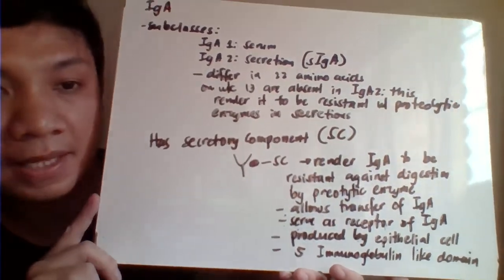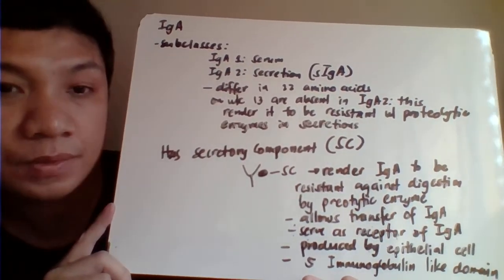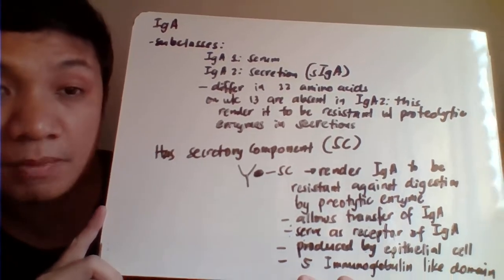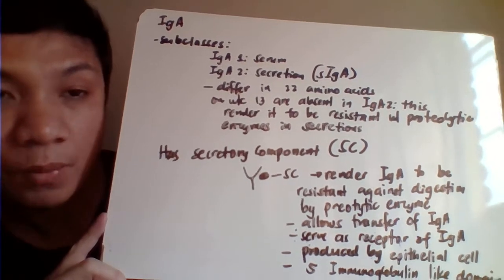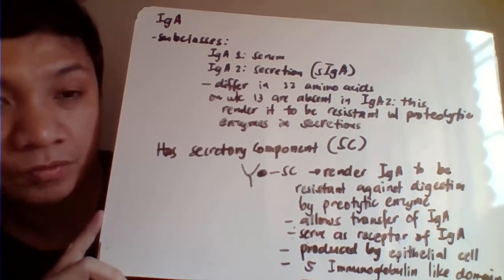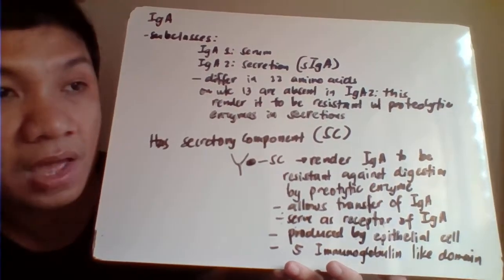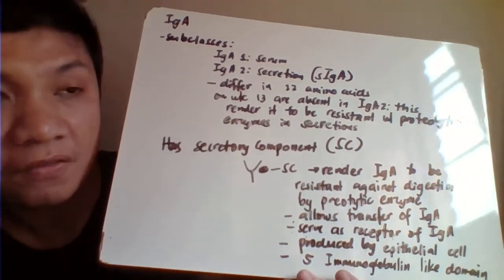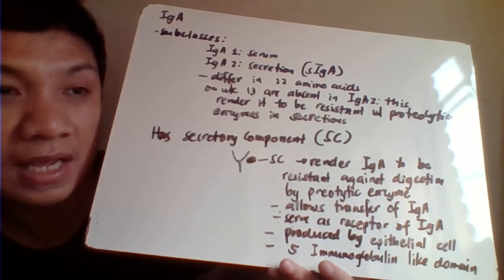Okay, the next antibody type here we have your IgA. So the IgA, there are two subclasses. We have here the one found here in our serum that constitutes our IgA1 and another one found here in our secretions that becomes your IgA2. So these two subclasses differ from one another in terms of their 22 amino acid sequence, of which 13 of that are absent in your IgA2.